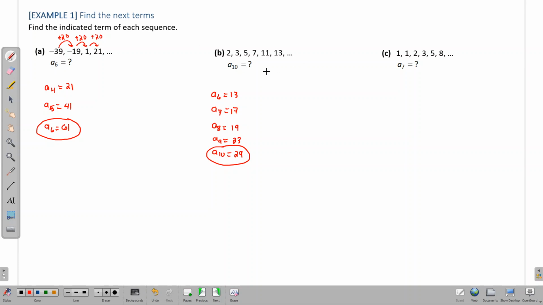So interestingly enough, there is no way to write an explicit formula for this, at least as far as we know right now. There's no formula that can generate the prime numbers.